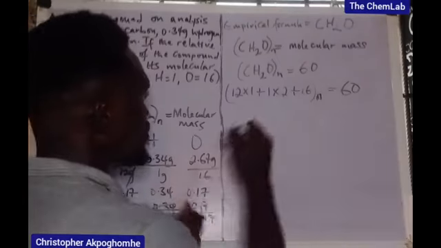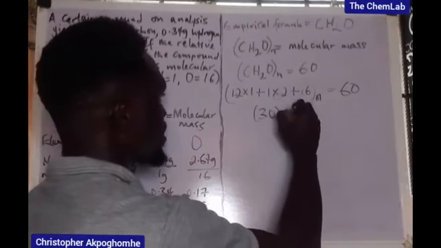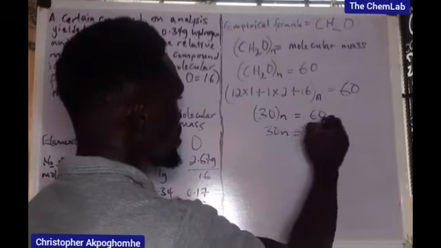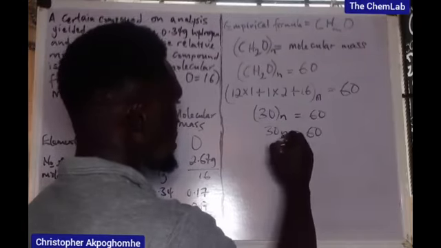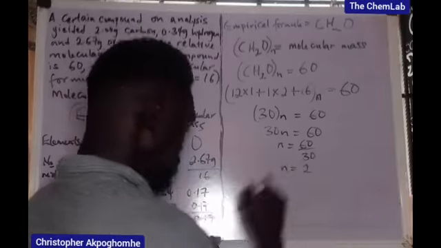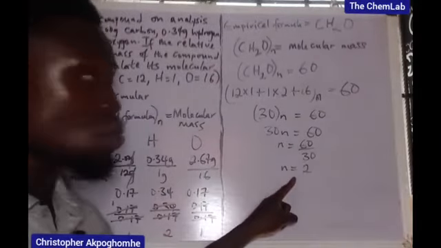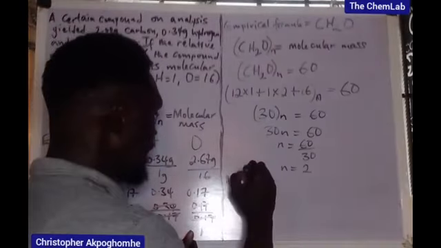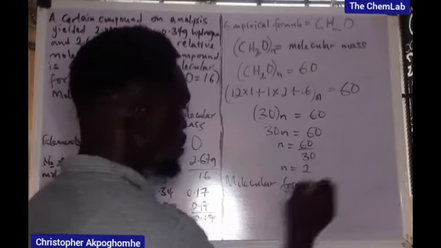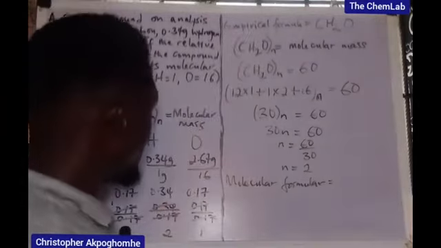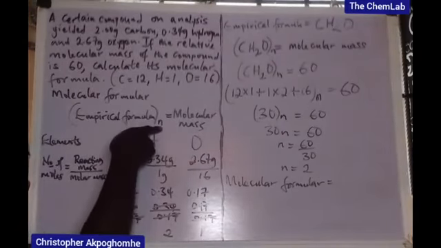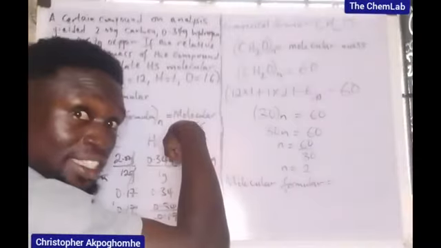Now, having gotten to this point, we now solve this one out. When we solve this out, it will give us 30n equal to 60. Divide both sides by 30, n is equal to 60 over 30. Therefore, n is equal to 2. Now, we have gotten n to be 2. So, the molecular formula is equal to, you go back to that empirical formula that you have there. Remember, we said from the beginning that we substitute n, right, equal to molecular mass. Is it not so? Good.